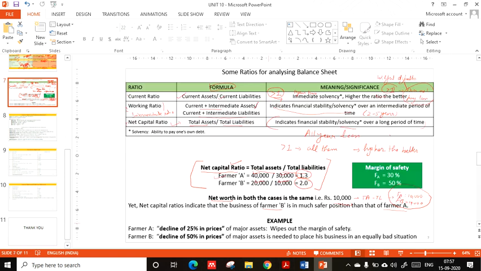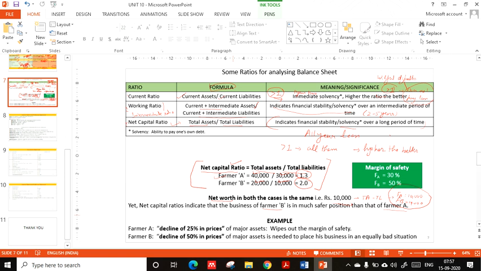See how farmer B is in a better position. Let's just read it out here. A decline of 25% in prices of major assets will wipe out the margin of safety. Assets, that means the 40,000 value of total assets. If the prices of all the assets go down by 25%, that is only 10,000 rupees.